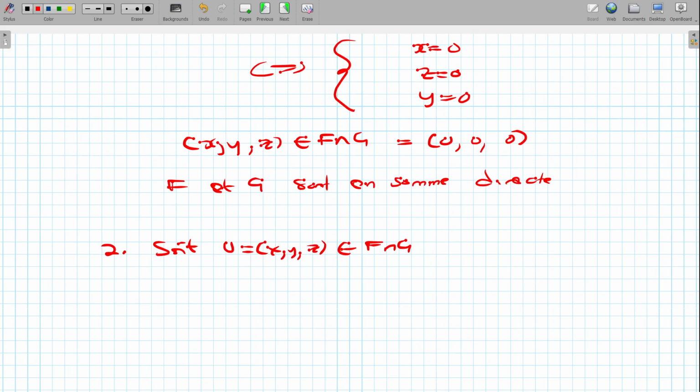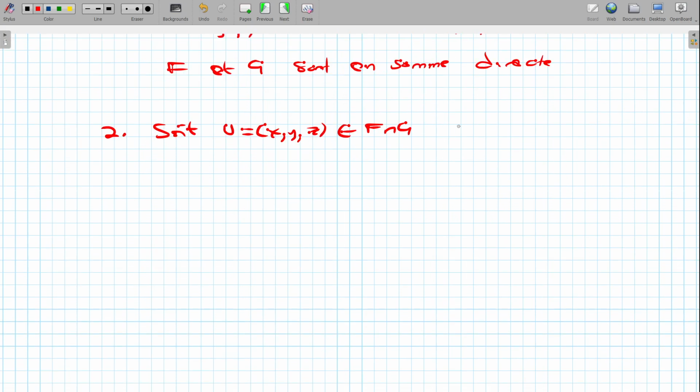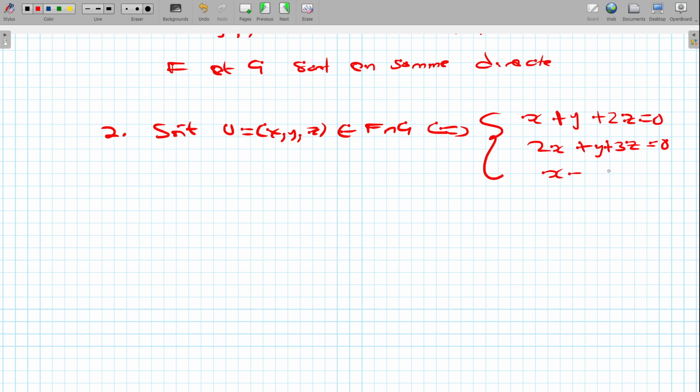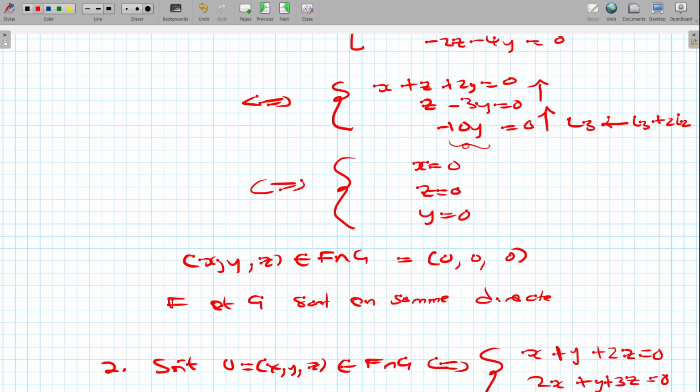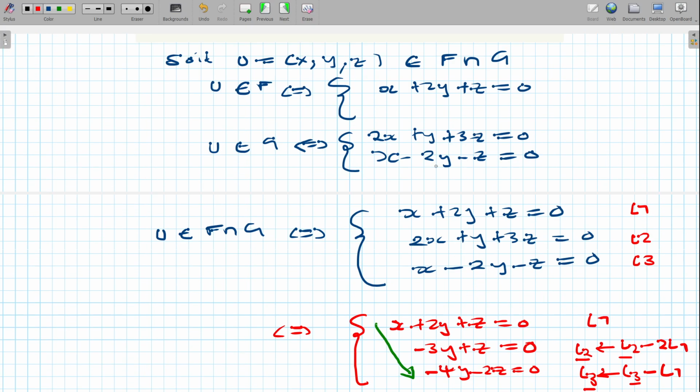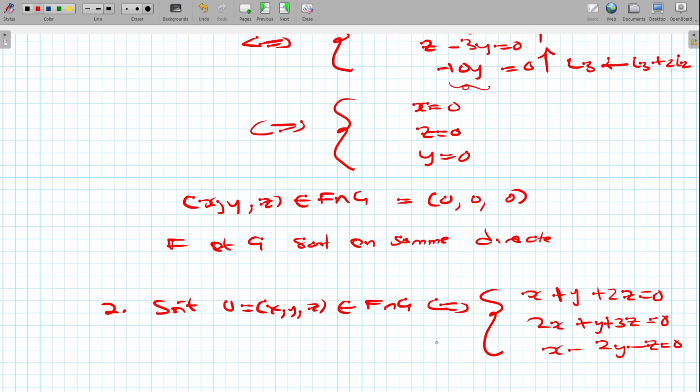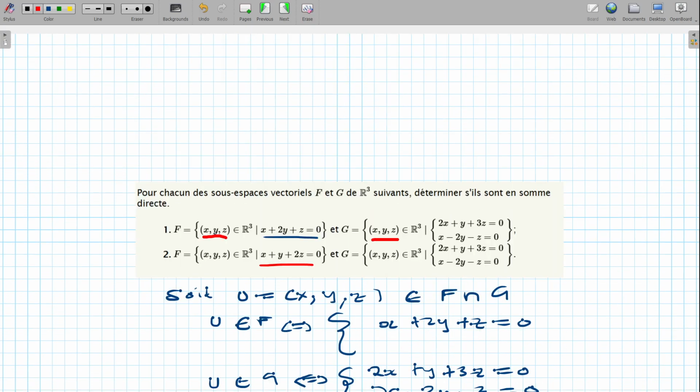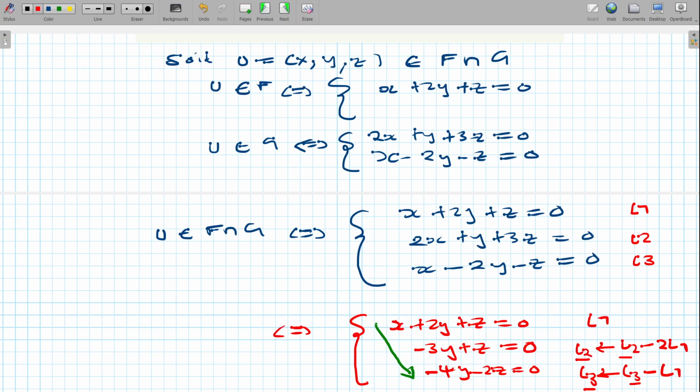So if it is in the intersection, this is equivalent to saying that this system of equations holds true for this particular vector: x plus y plus 2z is equal to 0, and then 2x plus y plus 3z is equal to 0, and then x minus 2y minus z is equal to 0. Let me just check if I've written the correct thing: 2x plus y plus 3z, and then x plus y plus 2z.